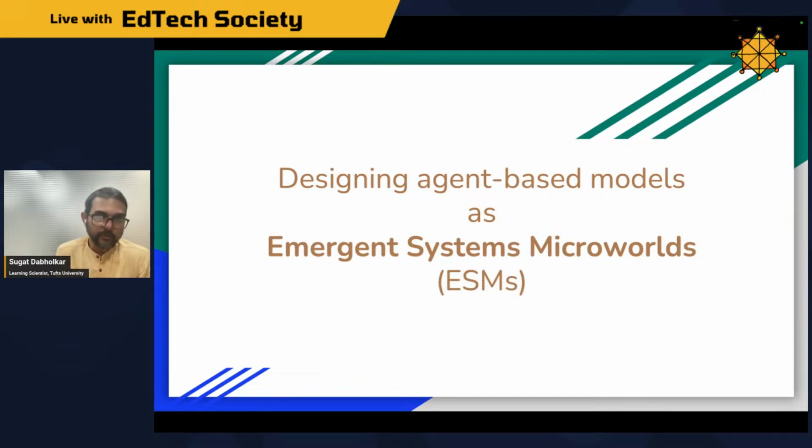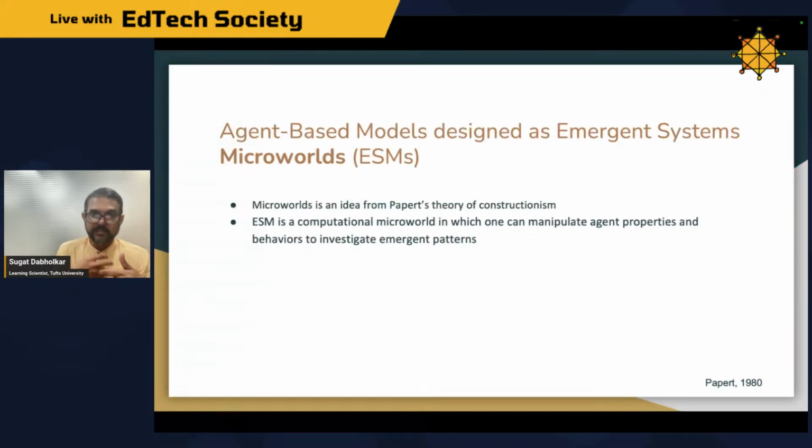In my PhD work, I coined the term Emergent Systems Microworlds to talk about specific kinds of agent-based models: agent-based models that are designed as interactive computational microworlds. The microworlds idea is from Papert's theory of constructionism. Seymour Papert has contributed a lot to educational research over the last several decades. So the idea of microworlds comes from the theory of constructionism, and an ESM is a computational microworld in which one can manipulate agent properties and behaviors to investigate emergent patterns.